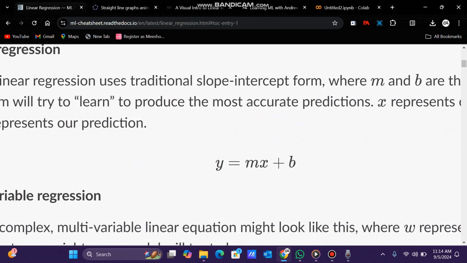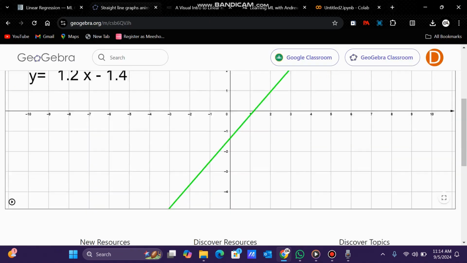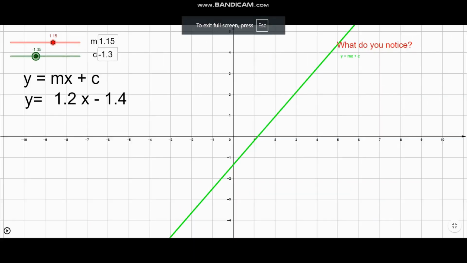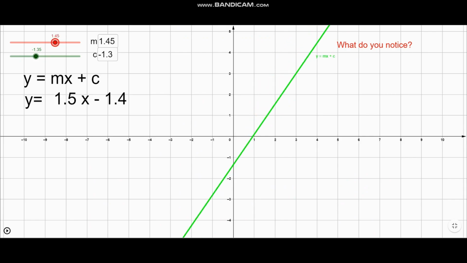So here is this equation: y equals mx plus c. You might have seen this equation in your linear line class or mathematics class. So how do we represent y equals mx plus c? This is the graphical representation. Here is my m and c.